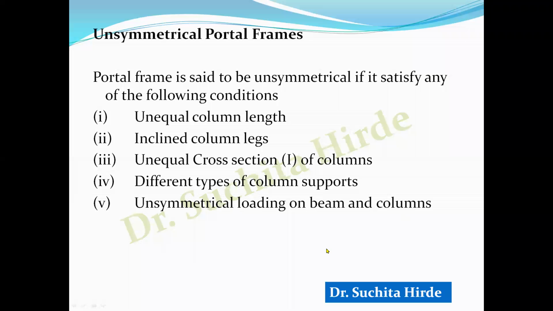We know that portal frame is said to be unsymmetrical if it satisfies any of the following conditions, that is unequal column length, inclined column legs, unequal cross section, that is different moment of inertia of the column, different types of column support, and unsymmetrical loading on beam or on column.